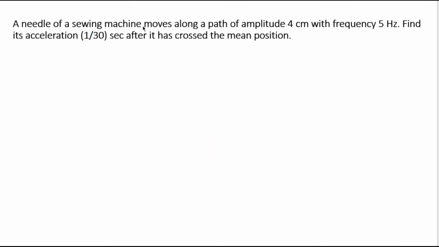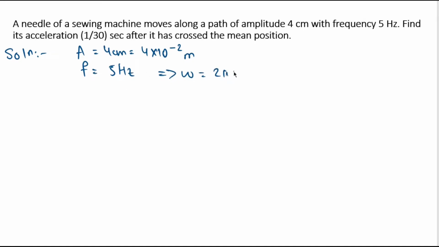A needle of a sewing machine moves along a path of an amplitude a equal to 4 centimeter with frequency 5 Hz. Find its acceleration at 1 by 30th second after it has crossed the mean position. So let's write the solution. We have been given the amplitude a equal to 4 centimeter. So let's convert it into meter, which is equal to 4 into 10 raised to minus 2 meters. And frequency is given to us as 5 Hertz, which implies omega equal to 2 pi f, which is equal to 2 pi into 5, which is equal to 10 pi radian per second.